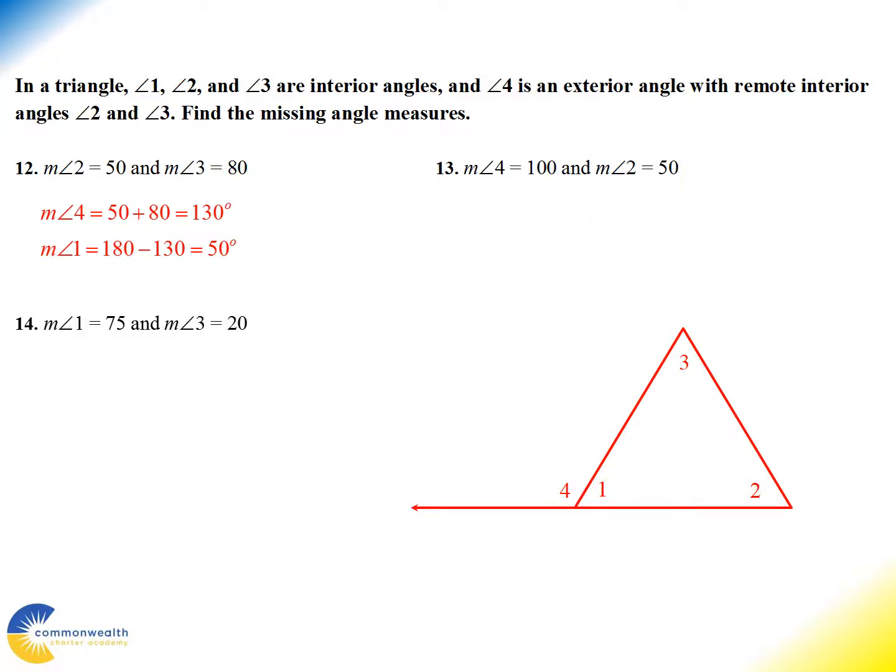So the next one, I'm given that this is 100 degrees, and that this is 50 degrees. Again, different ways of doing it. Let me show you how I did it here. I said that the measure of angle 4 is 100, and this is angle 3 plus this 50-degree angle by the exterior angle theorem. So 50 plus angle 3 should be 100, so I know that angle 3 has to be 50. And again, since this is a linear pair, this has to be 80.